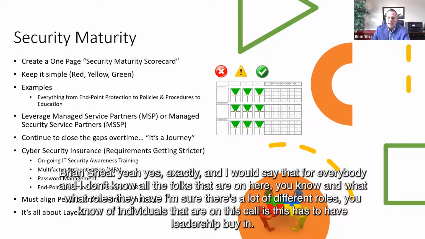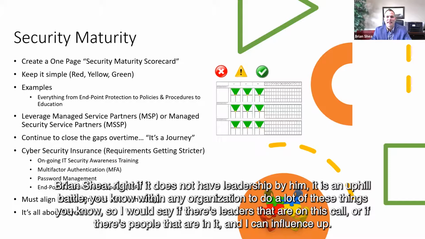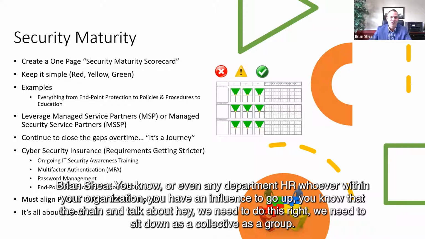Yes, exactly. And I would say that for everybody, and I don't know all the folks that are on here and what roles they have. I'm sure there's a lot of different roles of individuals that are on this call. This has to have leadership buy-in, right? If it does not have leadership buy-in, it is an uphill battle within any organization to do a lot of these things. So I would say if there's leaders that are on this call, or if there's people in IT and they get influenced up, or even any department, HR, whoever within your organization, you have an influence to go up the chain and talk about, hey, we need to do this, right?